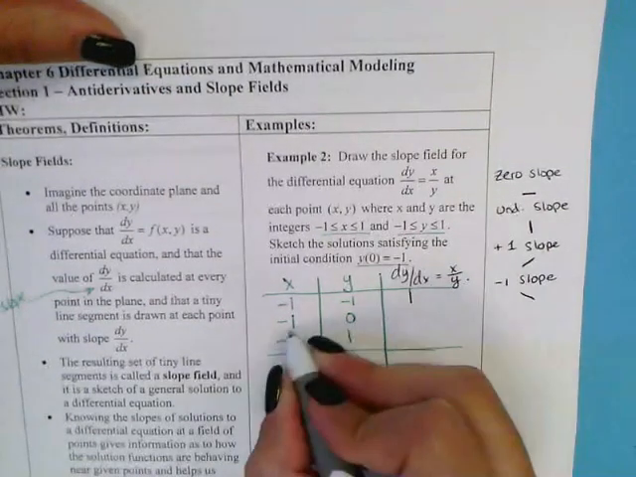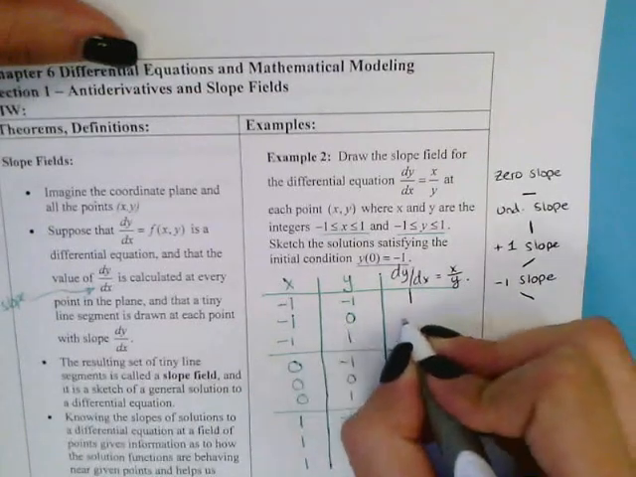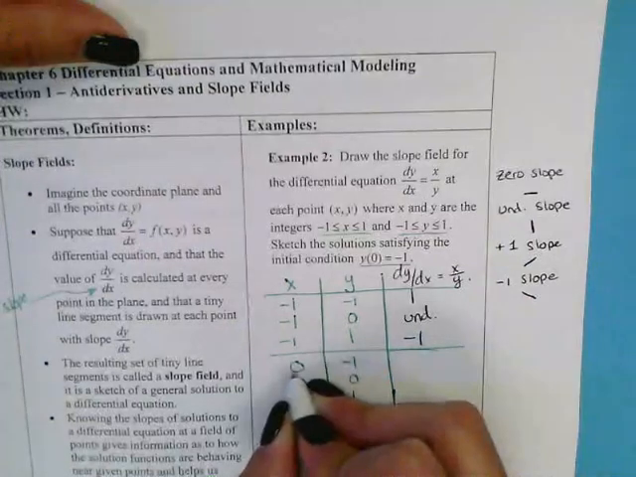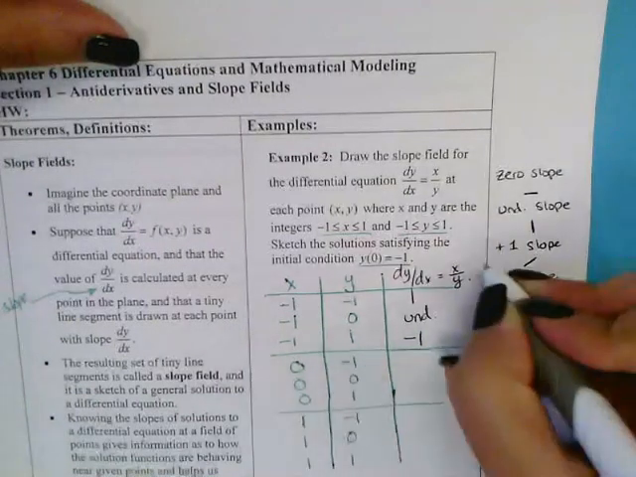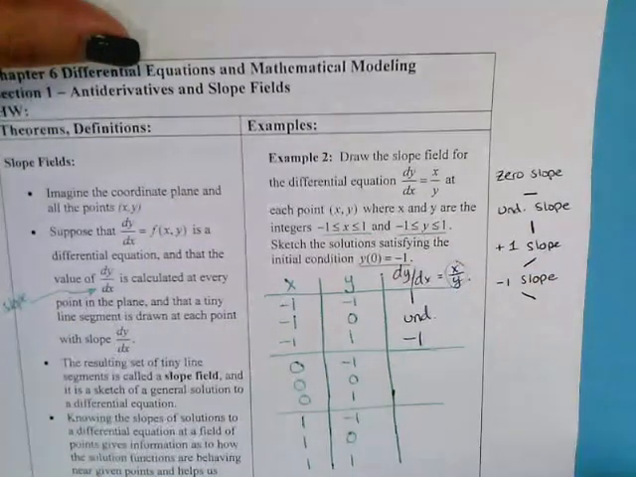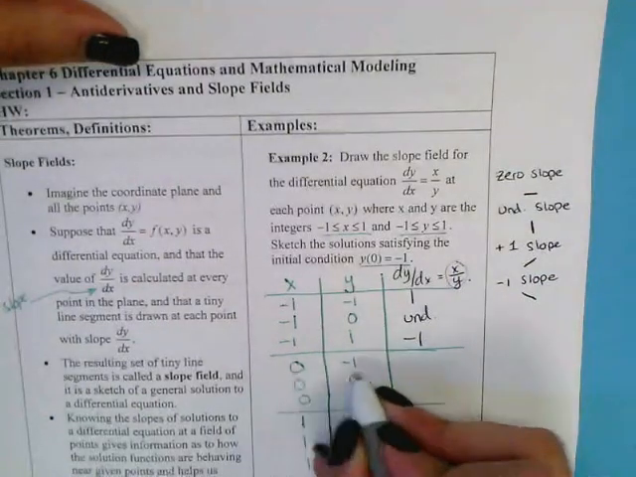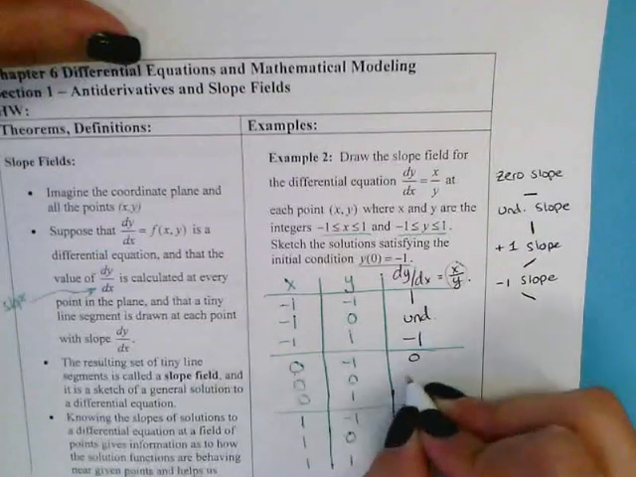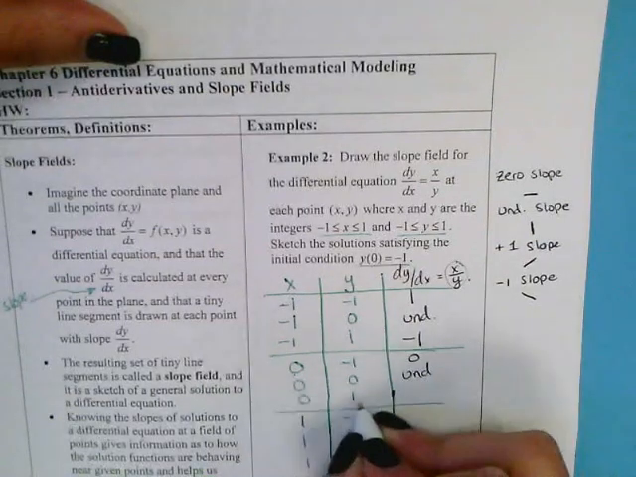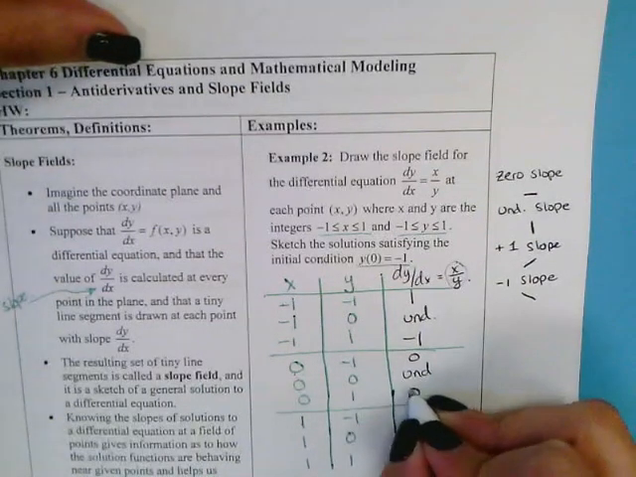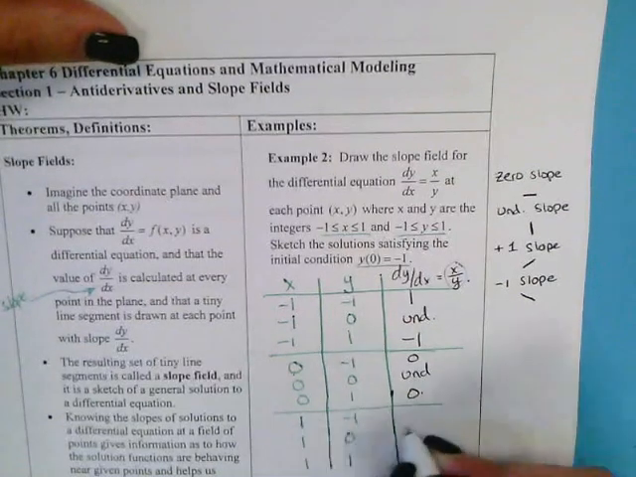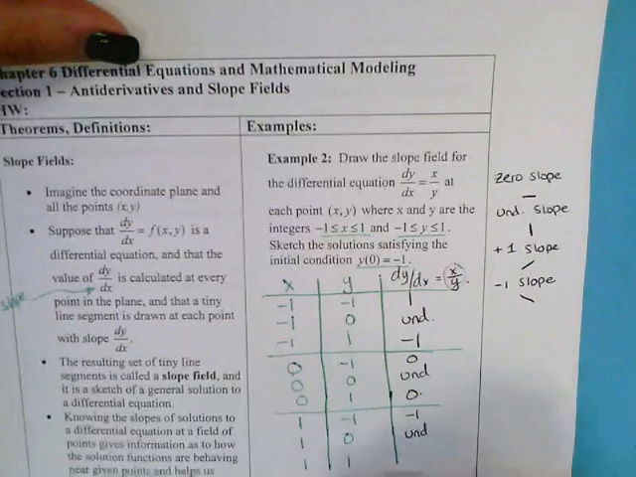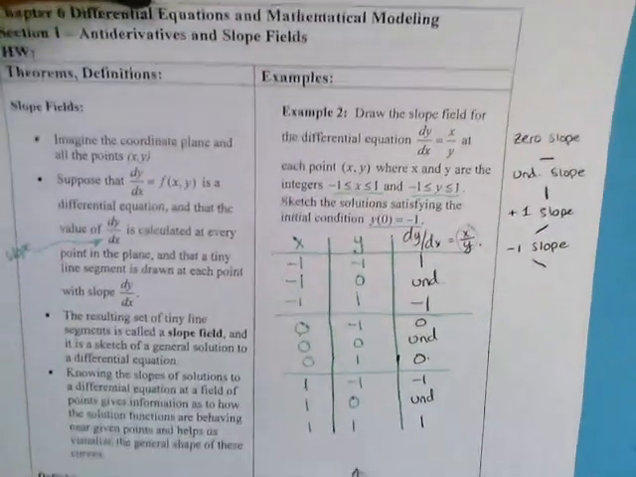So here, -1 divided by 0, undefined. -1 divided by 1, -1. 0 divided by negative 1. So see, I'm just plugging it into that equation. 0 divided by negative 1 is 0. 0 divided by 0, undefined. 0 divided by 1 is 0. 1 divided by negative 1, negative 1. 1 divided by 0, undefined. 1 divided by 1 is 1.